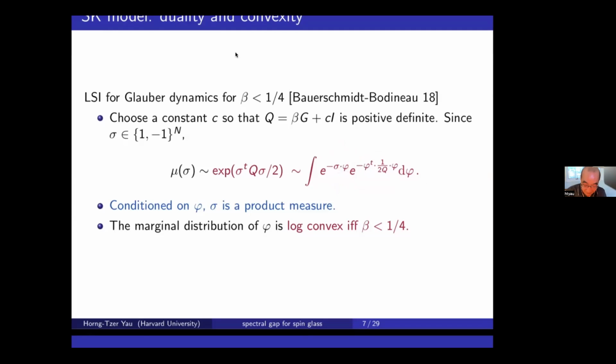The other one is if you integrate out sigma, then you have a continuous model, because phi is just a real number. And for the real number, the only thing you have to check is log convexity. If you check log convexity and it holds for beta less than 1/4, that's it. Because for the conditional phi, sigma has a log-Sobolev inequality because this is just a product measure, and the marginal distribution of phi is also log convex, and then everything is finished. So it's a beautiful idea.